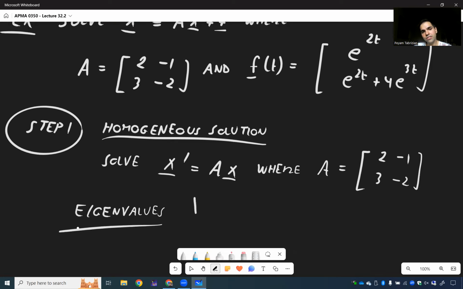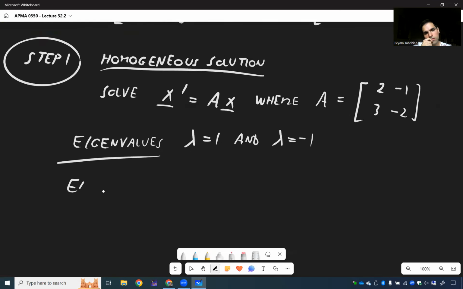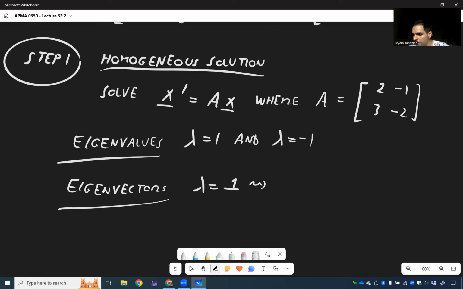So the eigenvalues are lambda equals 1 and lambda equals minus 1. And then for the eigenvectors, for lambda equals 1, I believe an eigenvector is (1, 1). And for lambda equals minus 1, an eigenvector is (1, 3).